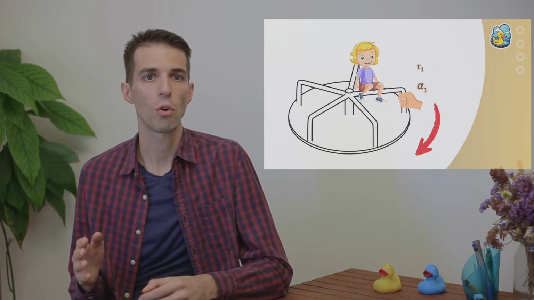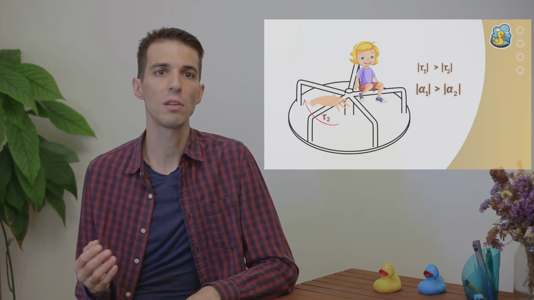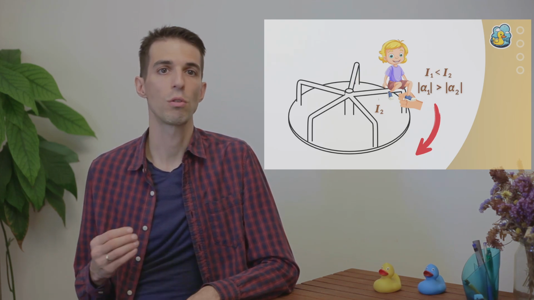Torque: if you push it at the edge, you get more torque, making it easier to spin or to slow down than if you push or pull it close to the axis. And moment of inertia: if the merry-go-round has a lot of mass far from the center, it takes more effort to get it spinning or to stop it.